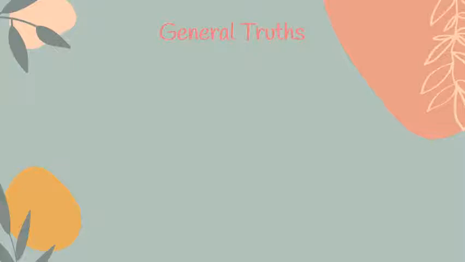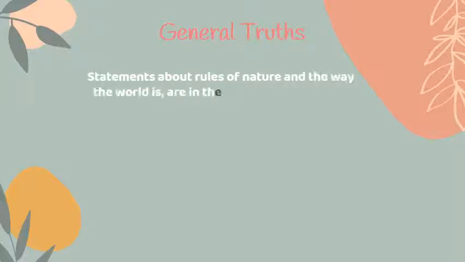General truths. Let's see what the general truths are. Statements about rules of nature and the way the world is, how nature works or how science works. So they are called general truths. We mention them in the present tense. Okay? So the general truths are always in the present tense.